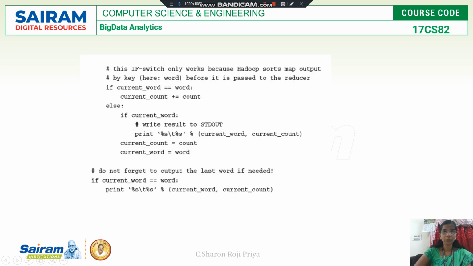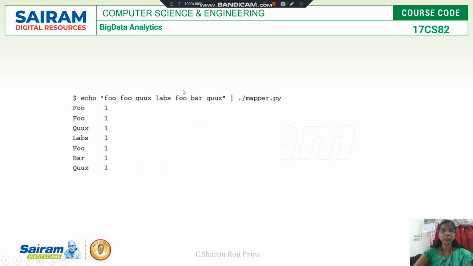Now come here. What is my current word? Current word I have set in the previous iteration. Current word is the word I got in the previous iteration, and word is what I got in this iteration. I am checking whether it is the same. So with this example, both are the same. So this will be my current word and this will be my word. Both are the same.